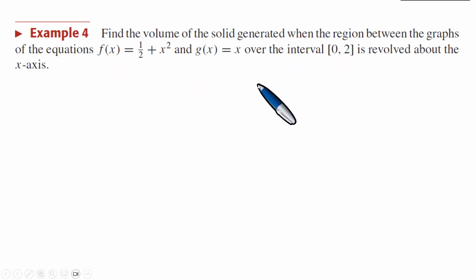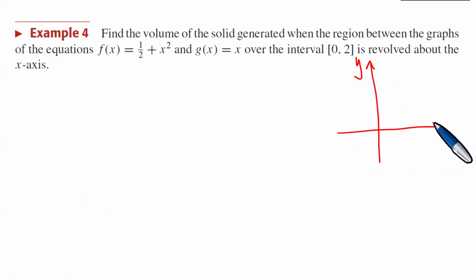So now let us do this one. Right, so let us sketch this quickly, to have a rough idea of what's happening. You have the y-axis and the x-axis like this. Now the graph of f of x equals 1/2 plus x squared. When x is 0, then y is actually 1/2. So it will be the parabola that's just lifted up a little bit.